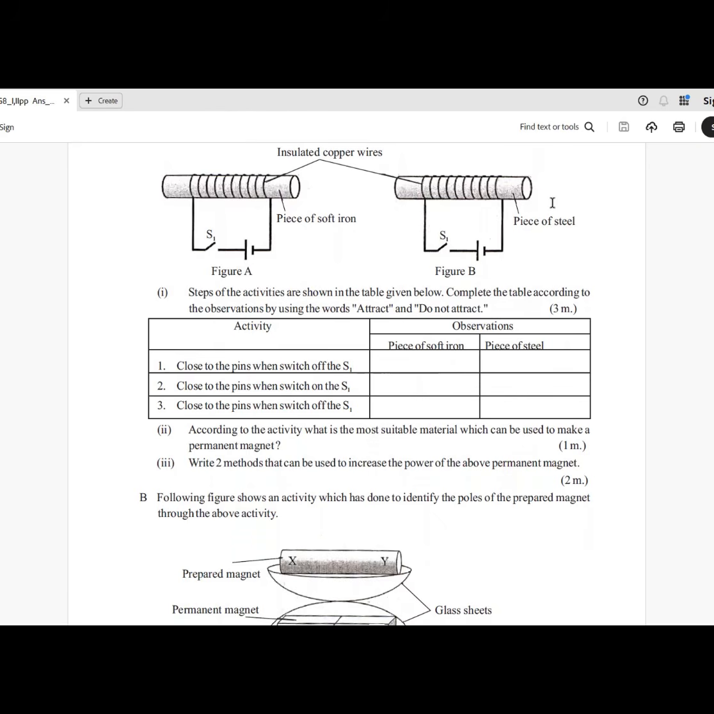Close to the pins when S1 is switched off. When S1 is off, there is no current flowing, so the iron does not attract. Nothing is attracting. The piece of steel also does not attract.